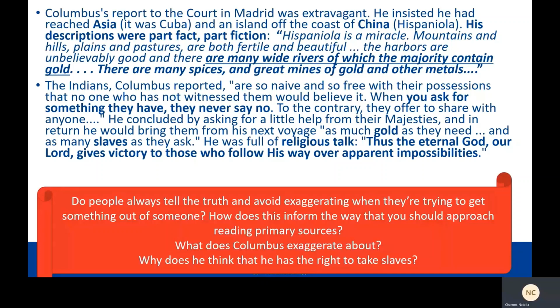The Indians, Columbus reported, are so naive and so free with their possessions that no one who has not witnessed them would believe it. "When you ask for something they have, they never say no. To the contrary, they offer to share with anyone."